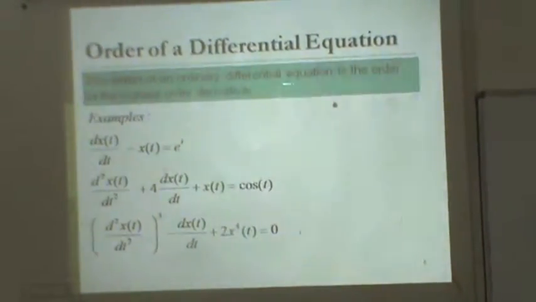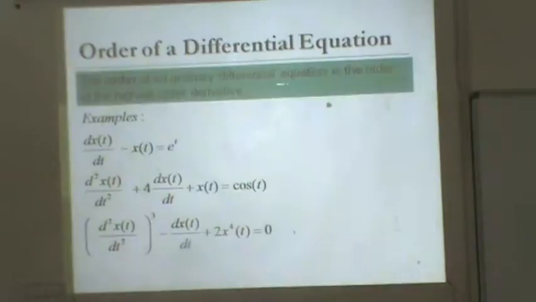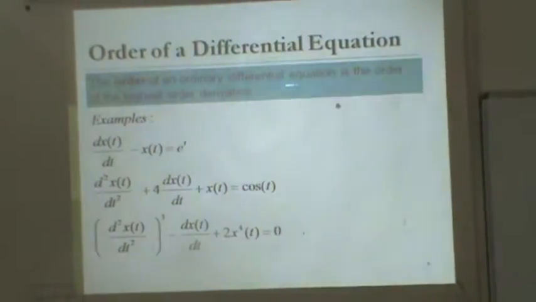Look at the second example, d square x by dt square plus 4 dx by dt plus x of t is equal to cos of t. It is the second order differential equation.